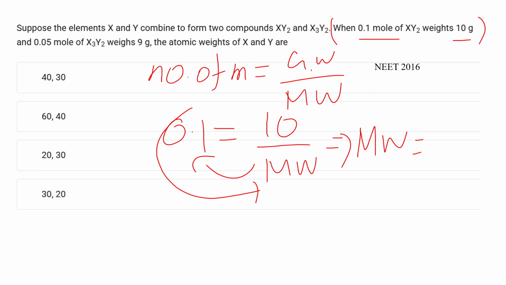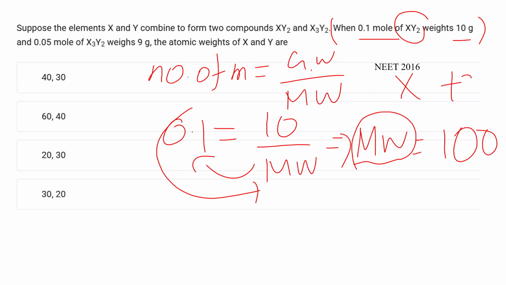What is the answer? 10 divided by 0.1 is basically 100. This molecular weight is nothing but XY2's molecular weight. That is 1x and 2y, the two combined to give the molecular weight. So x plus 2y is equal to 100.